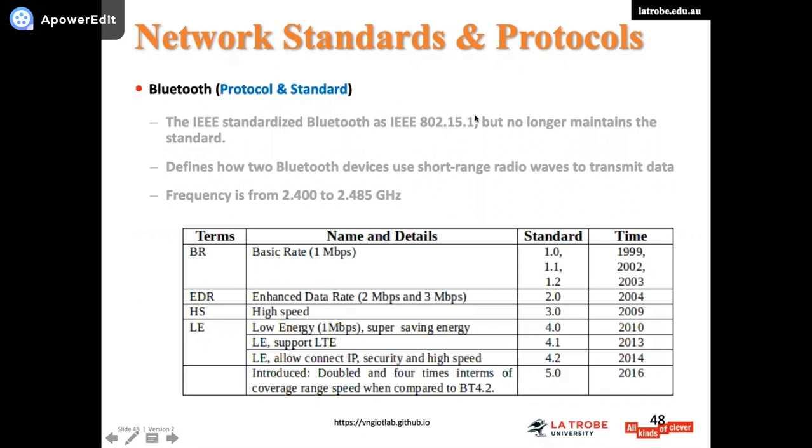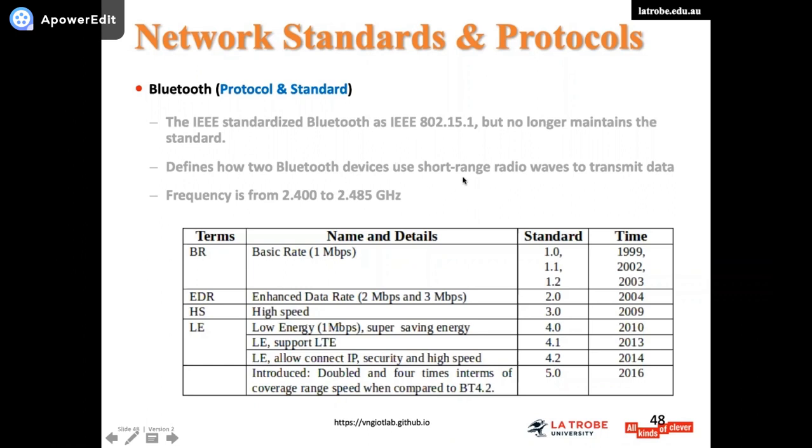Bluetooth defines how two Bluetooth devices use short-range radio waves to transmit data, which is very different from Wi-Fi. Bluetooth is more for peer-to-peer or point-to-point communication. It's not for a bunch of devices like computers connected to a network. That's why you can see Bluetooth headsets, Bluetooth keyboards and mice, but you never see a Wi-Fi headset, right? Or Wi-Fi keyboards, because that's a different usage.